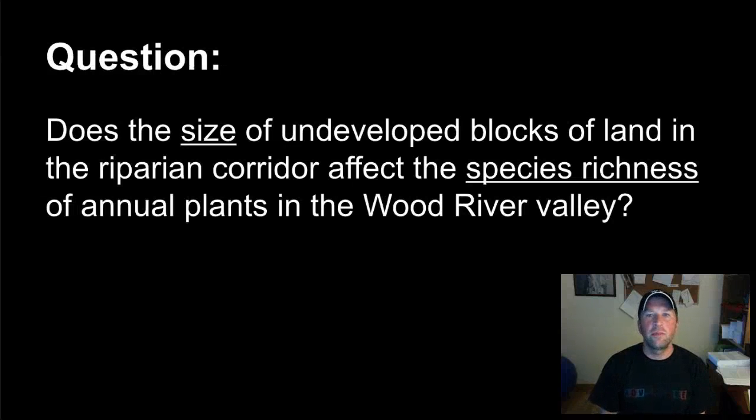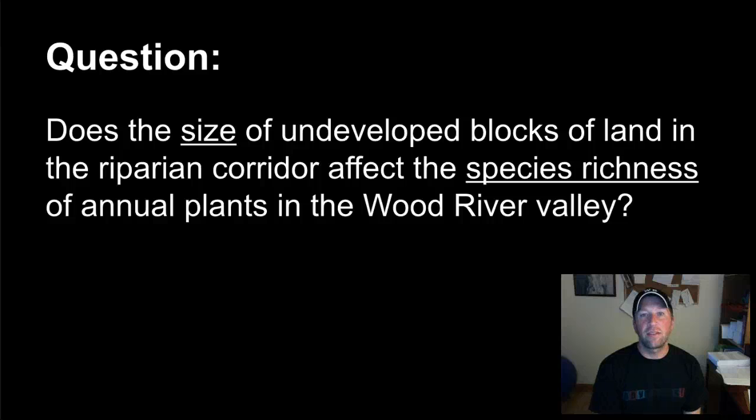So here's a question we might ask if we're that ecologist working for the Wood River Land Trust. We might ask, does the size of undeveloped blocks of land in the riparian corridor, which means along the river, affect the species richness of annual plants in the Wood River Valley? Now, by species richness, that's just a measure of biodiversity, and I'm talking about the diversity or number of different species of annual plants, I'm trying to be specific there, in the Wood River Valley.